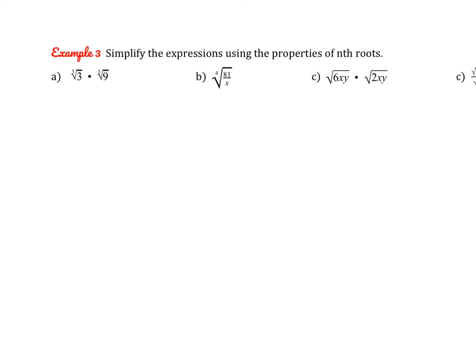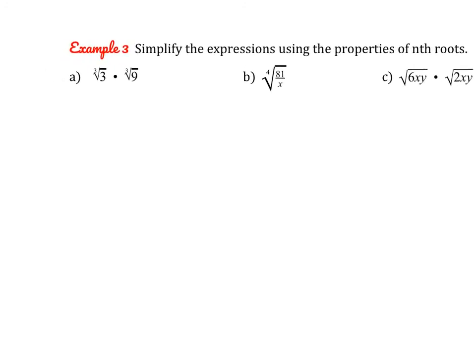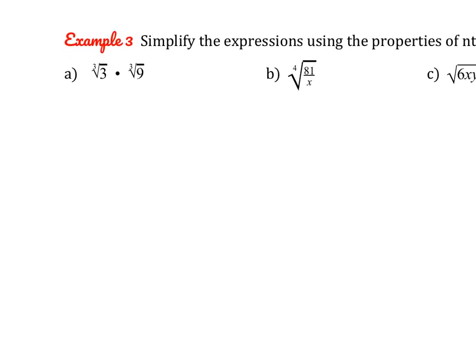Alright, so now we're going to see how we can use these properties to help us simplify. So here we have the cube root of 3 times the cube root of 9. Again, our index in each one is the same, so that means we can actually multiply to create a single radical. So we can say that this is the cube root of 3 times 9, which is the cube root of 27. And in doing this, we've created something that can be simplified more.